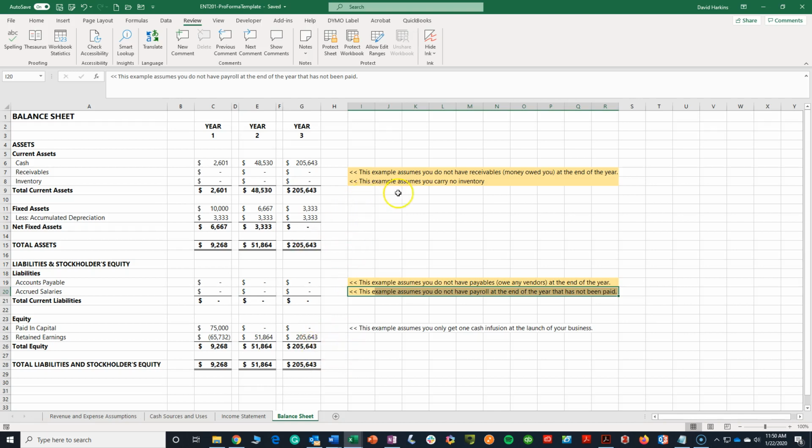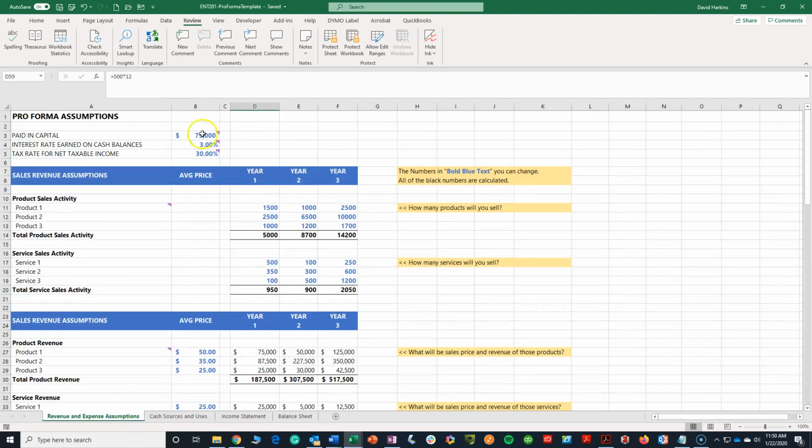For this particular balance sheet, they're making some assumptions, and that is you won't owe anybody money at the end of the year, and no one will owe you money, and it also assumes you're not carrying any inventory. If those things change, then new numbers have to be put in here. Okay? I hope that all makes sense to you. The important thing to remember is that you start here.